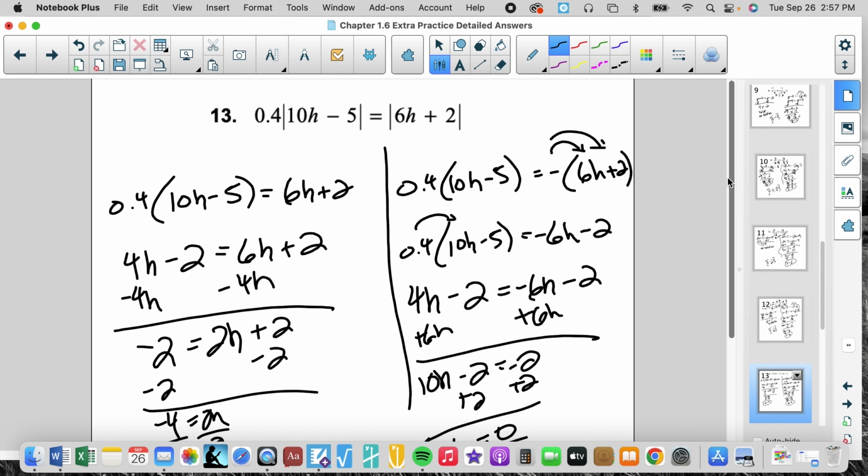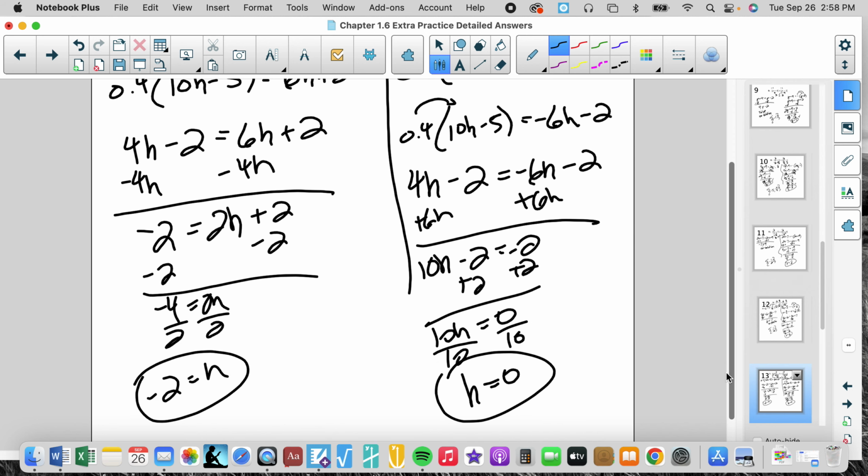So my first one is negative 2. Plug into negative 2, we get negative 20 minus 5 is negative 25. Absolute value of that is 25. Times 0.4 is going to be 10. And then if we plug in negative 2 is negative 12 plus 2 minus 10, absolute value is 10. They equal each other. So that is a solution.